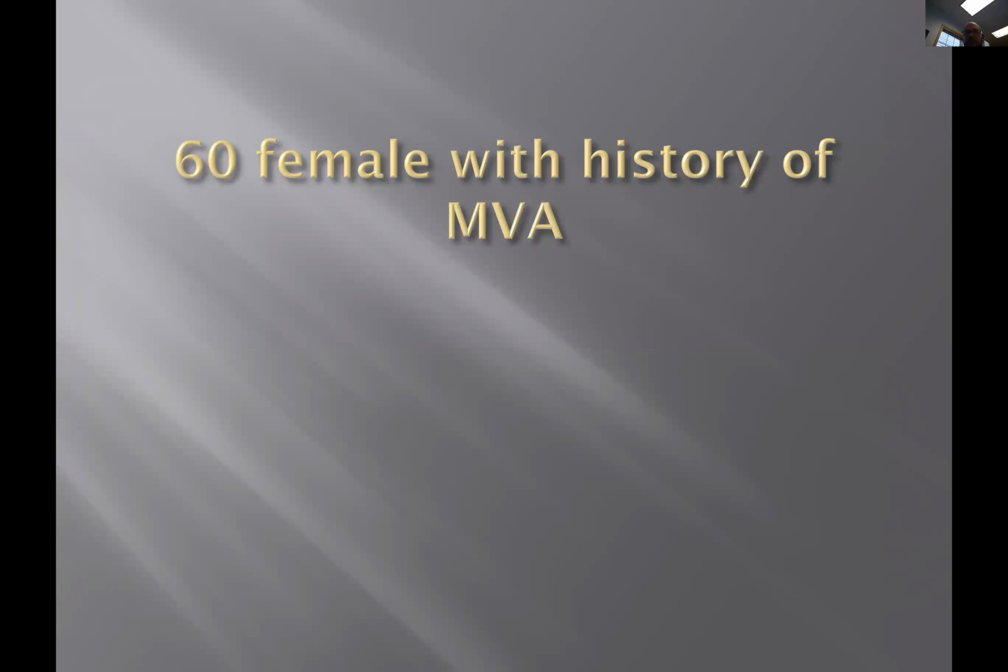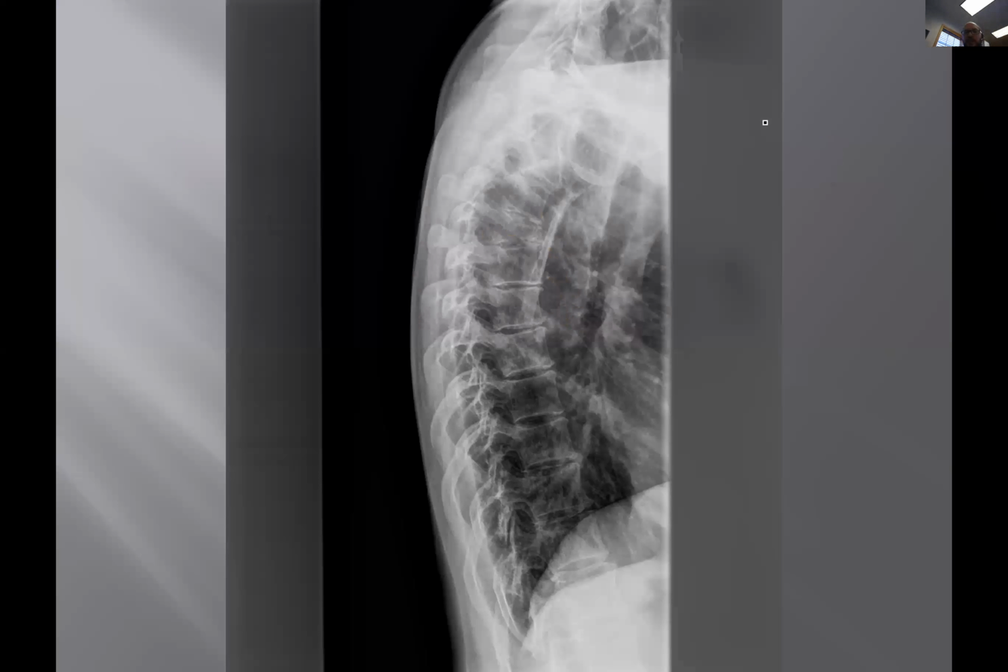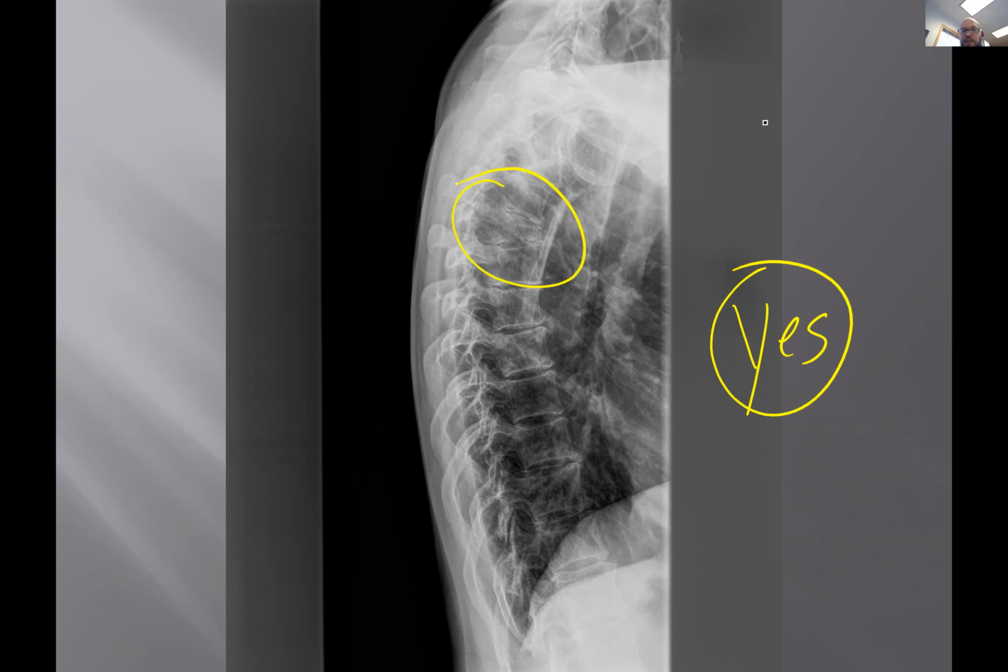All right, everyone take a look at this. Is there a compression fracture? Yes or no? Yes. Okay, good. So everyone's saying yes, and I agree. And I think you're all seeing right there. Is that what you're seeing? Yes. Now, watch this.